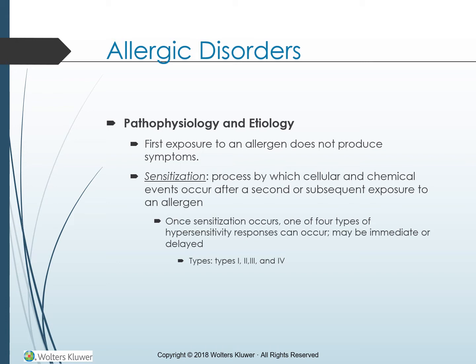The first exposure to an allergen does not produce symptoms. Rather, it causes sensitization. Sensitization is the process by which cellular and chemical events occur after a second or subsequent exposure to an allergen. Once sensitization occurs, one of 4 types of hypersensitivity responses can occur. These may be immediate or delayed, depending on the time it takes for the immune system to mount a response.